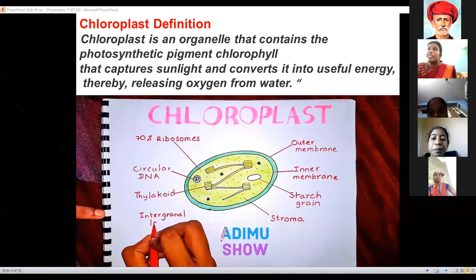See, the definition of chloroplast. Chloroplast is an organelle that contains the photosynthetic pigment chlorophyll. The photosynthetic pigment is chlorophyll, green in color. The leaves all show green color. It captures sunlight and converts it into useful energy, thereby releasing oxygen from water. This is the definition of chloroplast. So next slide.